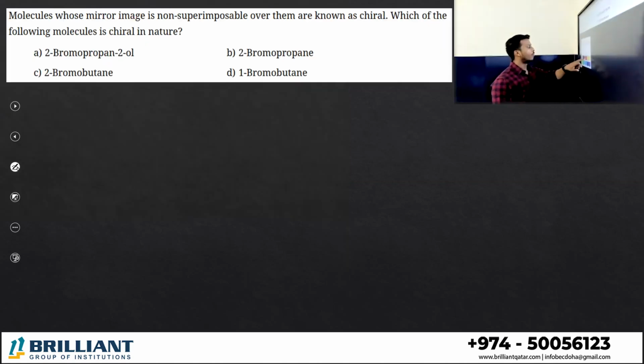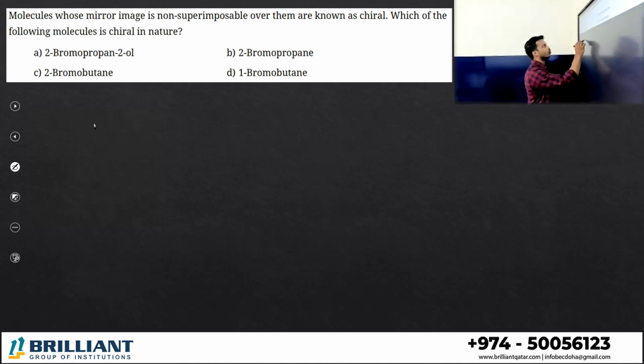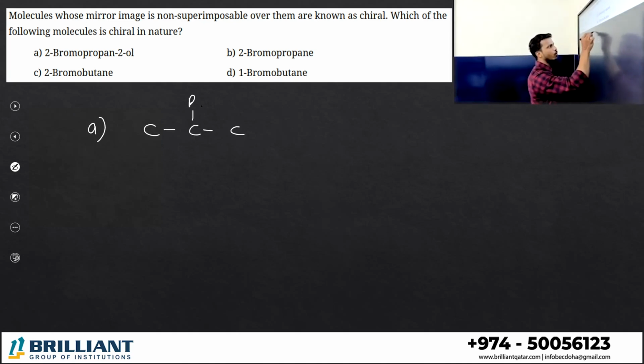Next one. Molecules whose mirror images are non-superimposable over them are known as chiral. Which of the following molecules is chiral in nature? You know, chirality we check by a carbon connected with 4 different groups. Let us check it. Option A is 2-bromopropan-2-ol. Okay, this is one of the compounds.